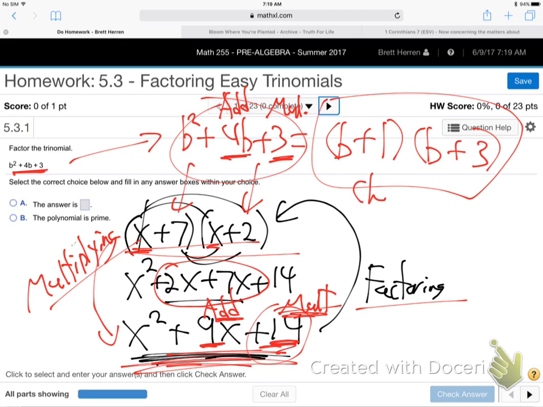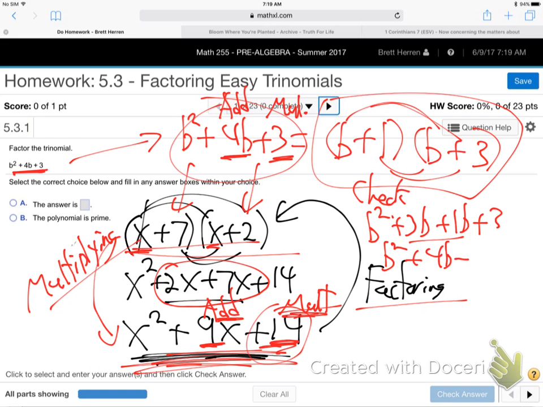You can check it real quick. I don't know if you're interested. You go boom, boom, b squared plus 3b, boom, boom, plus 1b plus 3. And then that's b squared plus 4b plus 3. It's right. Is that good? See how we think those backwards? It's all about multiply, add. Multiply for the back number, add for the middle number. Find two numbers that multiply to be 3 and add to be 4. That's 1 and 3. 1 times 3 is 3. 1 plus 3 is 4.